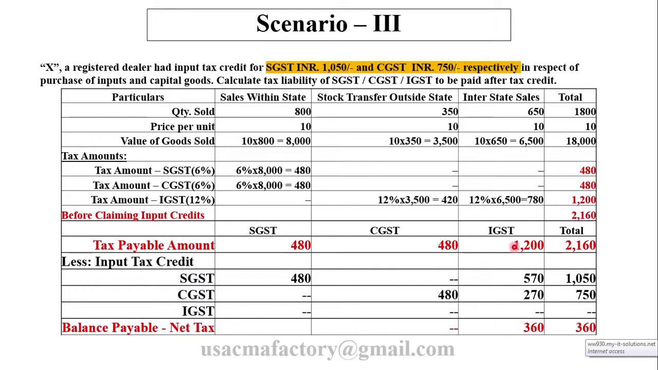Now 1200 minus 570 minus 270 equals 360. Likewise, 2160 minus 1050 minus 750. Balance is 360. So the final amount payable is 360 after claiming input tax credits. I hope everything is clear as of now.